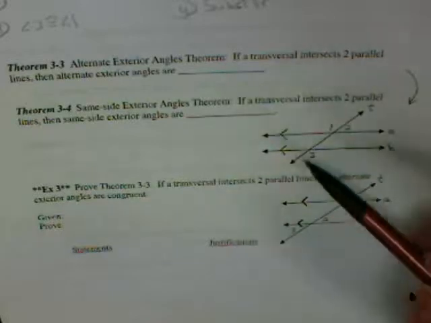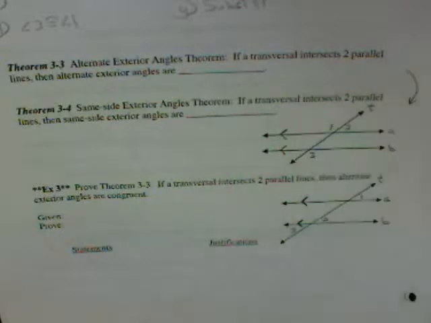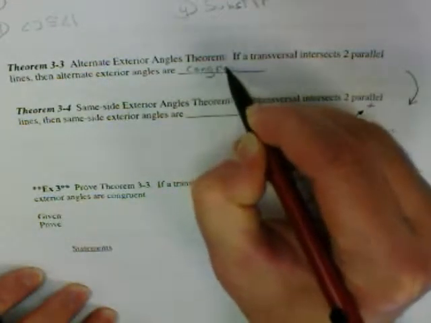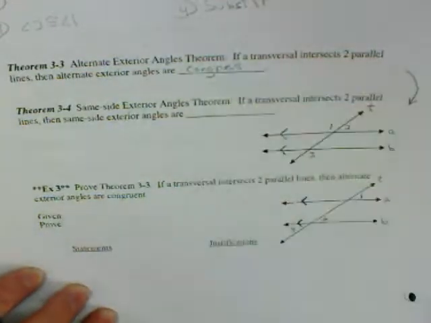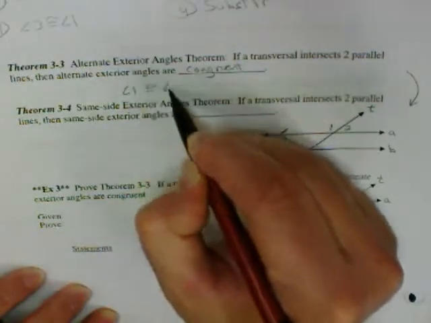And as soon as you know the lines are parallel, you can see our little arrows here to show you that A and B are parallel. As soon as you know those lines are parallel, it's guaranteed that alternate exterior angles are congruent. So that's our word to put in the blank lines there: congruent. And based on our little diagram there, you can say that angle 1 is congruent to angle 3.